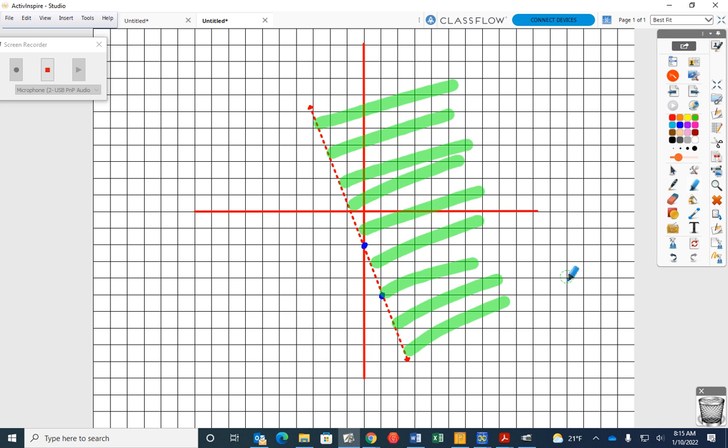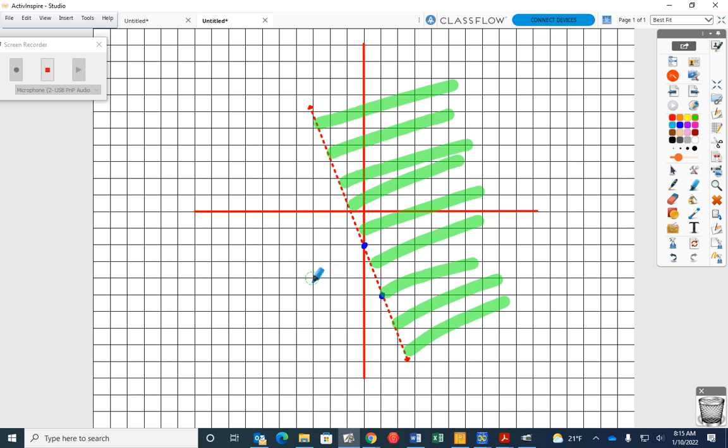Does that make sense? If it's not true, we shade the other side. If when we plugged this in it made it untrue, we would shade the other side of the line, the side that does not have the test point on it. If it is true, we shade the side with the test point, which it was. If it's not true, we shade the other side.